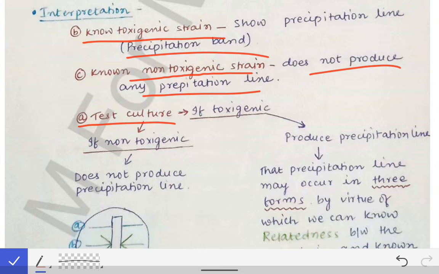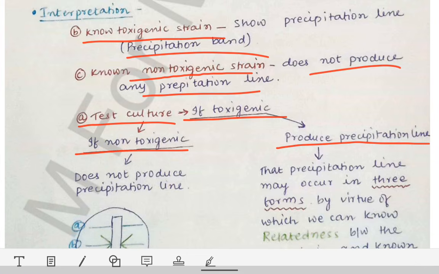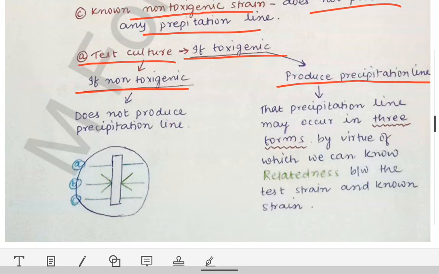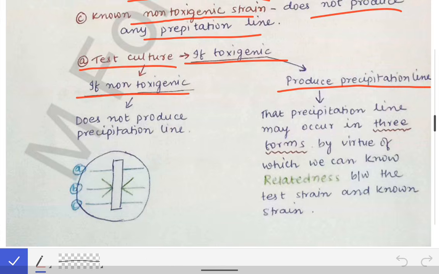What happens to the test culture streak? If that test culture is a toxigenic strain, then there will be production of a precipitation line. But if it is a non-toxigenic strain, there will be no precipitation line. See here, I have shown it with the diagram also.